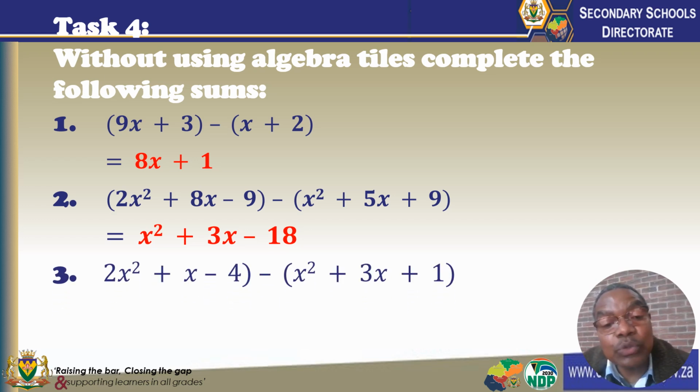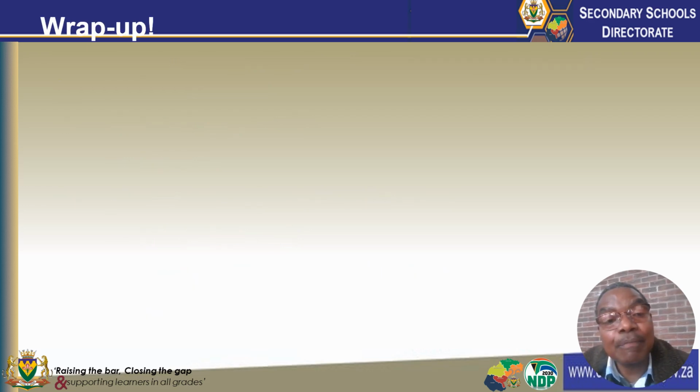The next one is 2x squared plus x minus 4. Subtract x squared plus 3x plus 1. We must take away from this side again. We subtract using the distributive law, minus x squared minus 3x minus 1. So we have the result of x squared minus 2x minus 5.